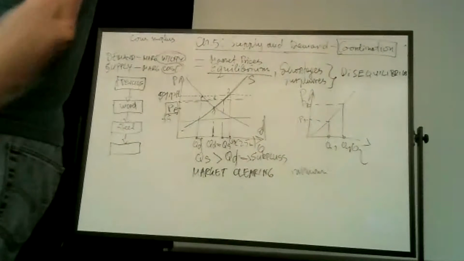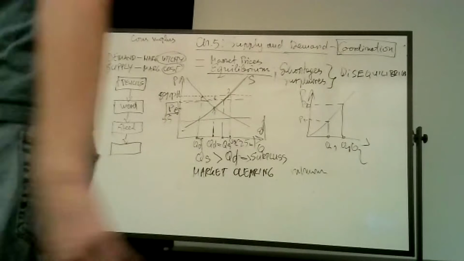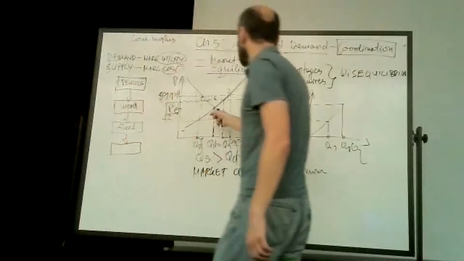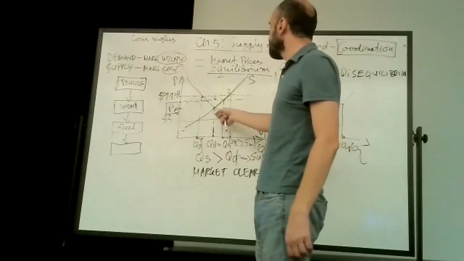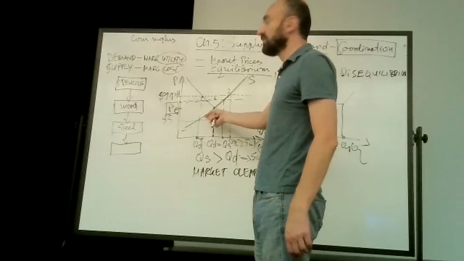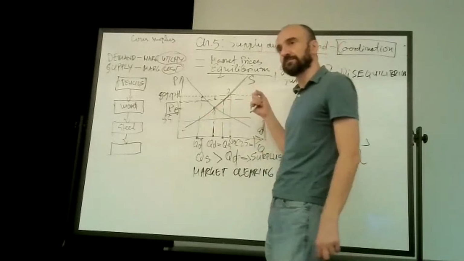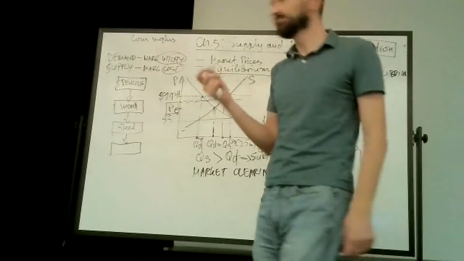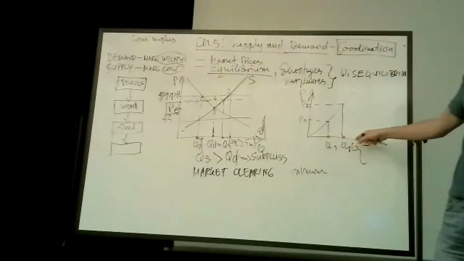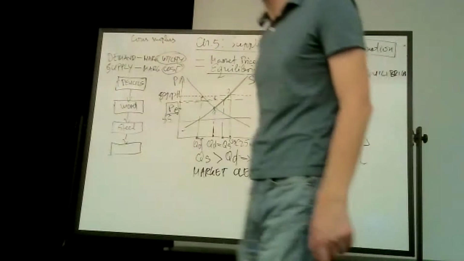Now, price starts inching up. Some people jump in right away. They say $4, I'm buying. The price keeps inching up. As the price starts inching up, what happens to the supply? It increases. Now people will produce more chocolate cakes.